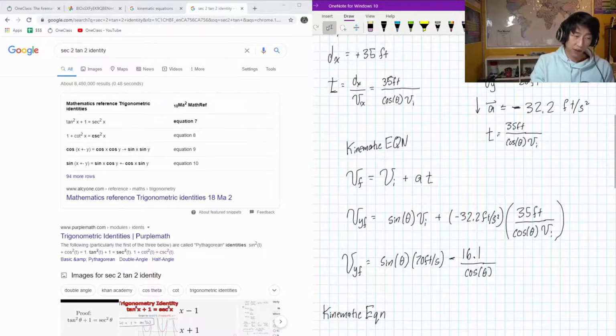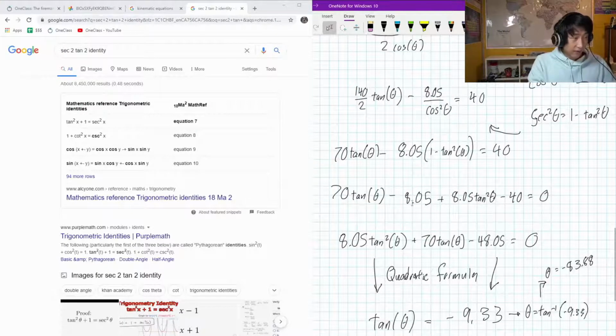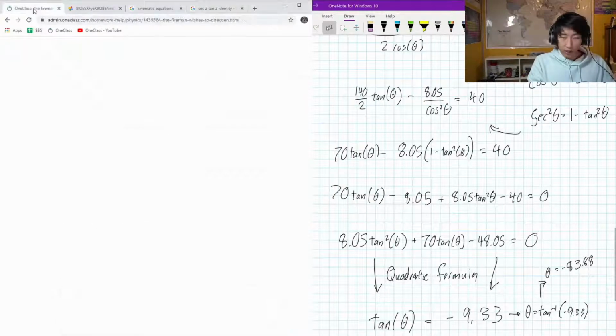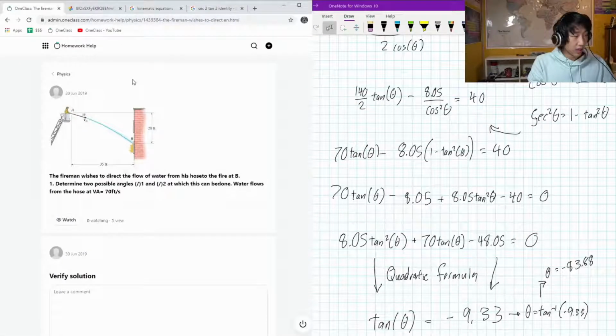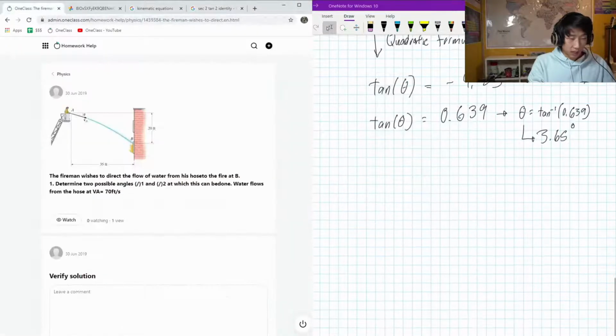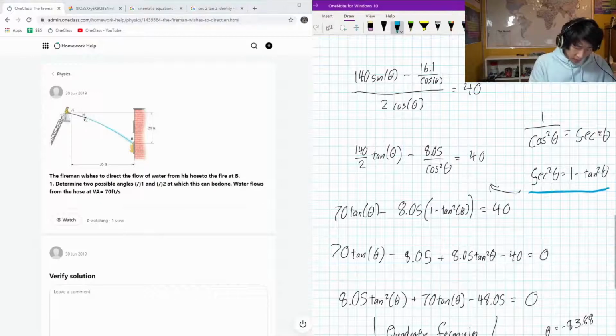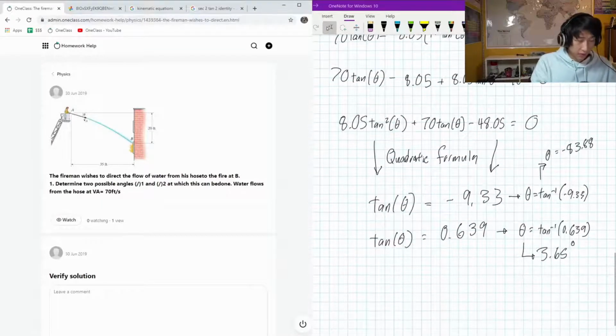Okay, so yeah, very long process, but still fun. Very, very fun. And yeah, everything is good. Just keep in mind this identity: secant squared is equal to 1 minus tan squared. Okay, and that will correspond to this situation and lead you to victory.